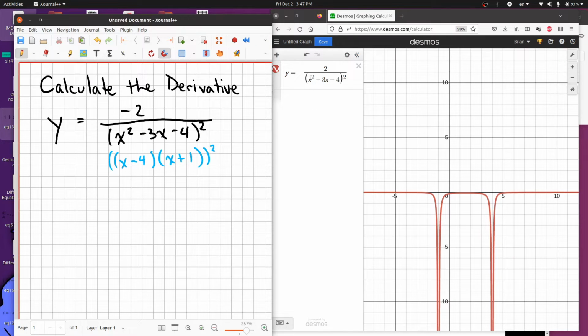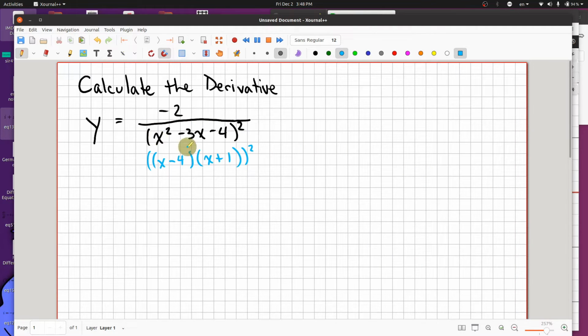Here we have it in Desmos. I see negative 2 over our polynomial squared, and indeed we have spikes down toward negative infinity at positive 4 and negative 1, as expected. What technique do we use to take this kind of derivative? Well, I see that I'm taking a polynomial times a constant and raising it to, I'll say, a negative power.